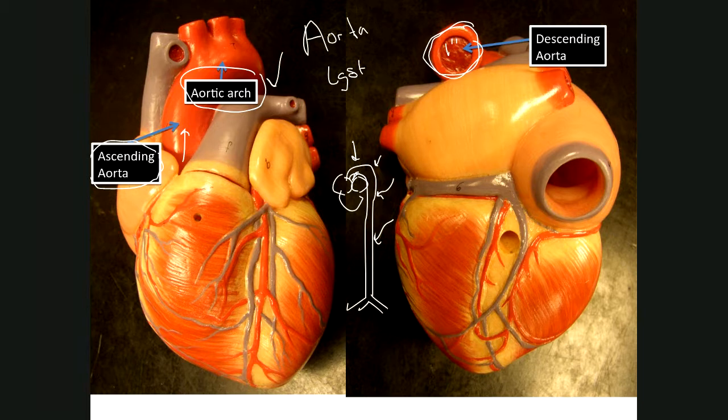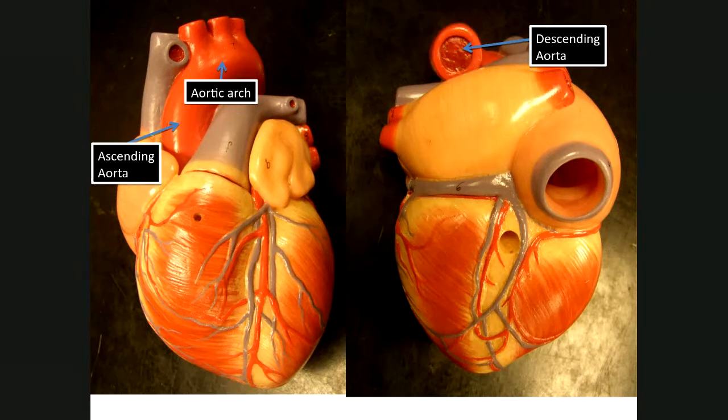Now you can't see it on this model, but then it becomes the thoracic aorta. And then it's going to pass through the diaphragm, a muscle, and then it's going to become the abdominal aorta. So it's a long artery, and it has these different sections. But that's the only artery that comes out of this left ventricle over here.